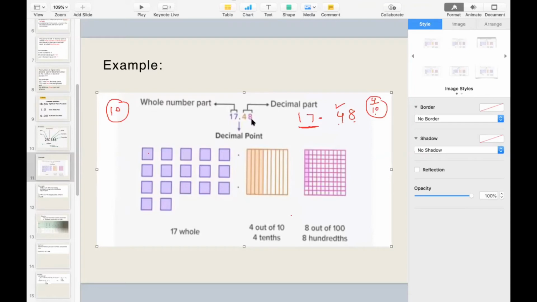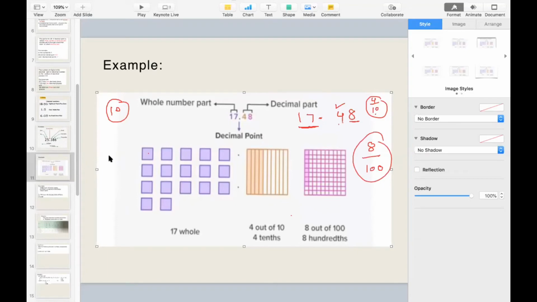Next comes 8. 8 is at the hundredth place. What does it mean? We have taken one whole and divided it into 100 equal parts. Out of 100 equal parts, 8 parts are shaded. So we call it 8 hundredths, meaning 8 upon 100. This way we represent the decimal number system.